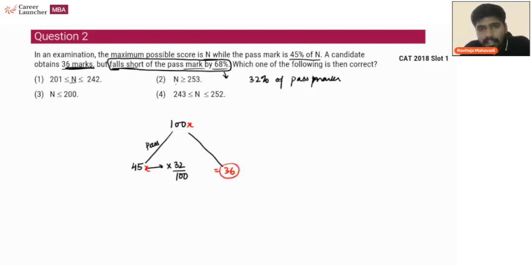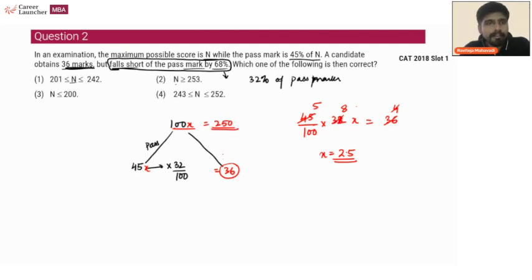This 36 marks is equal to 45x into 32 by 100. So using that, you can solve the equation for x. 45 by 100 into 32, x is equal to 36. So x must be equal to 2.5. So if x is equal to 2.5, 100x must be equal to 250. That means the total marks of the paper must be equal to 250.